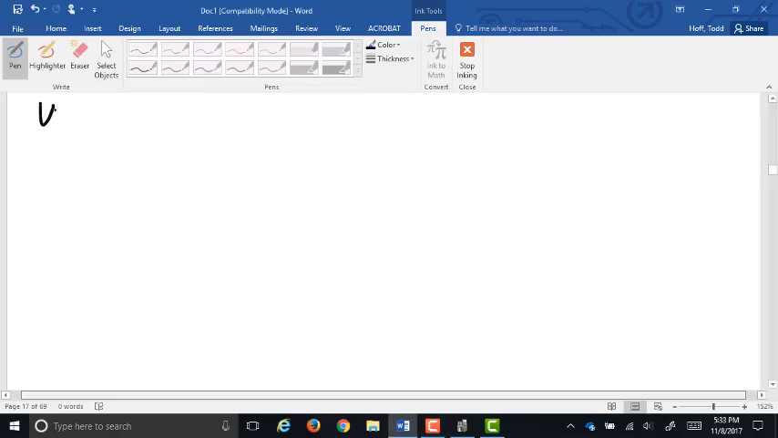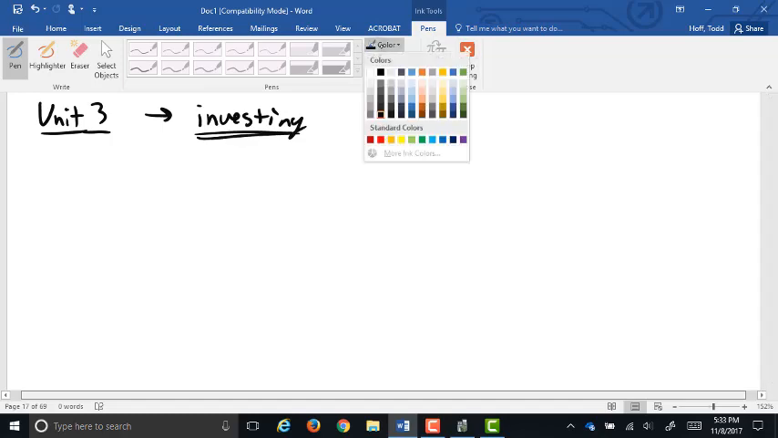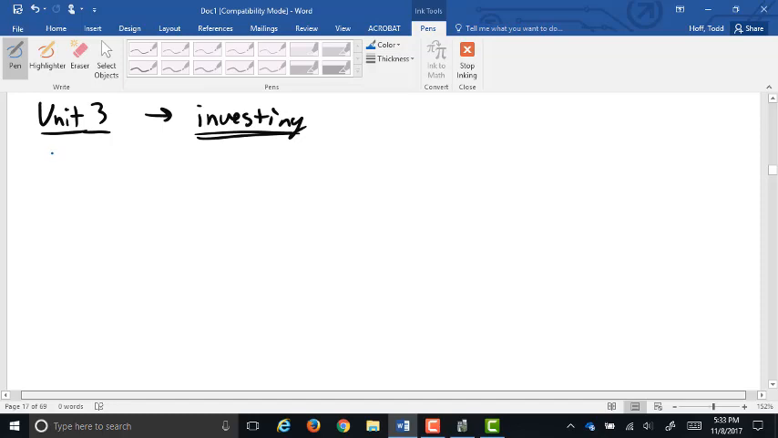Unit 3 is all about investing. And we're going to do it in 3 stages. We're going to start out tonight and next week doing simple interest. So we'll spend 2 weeks on that.